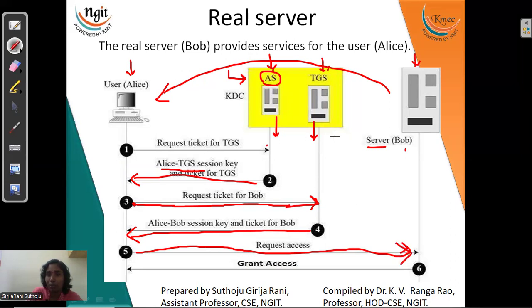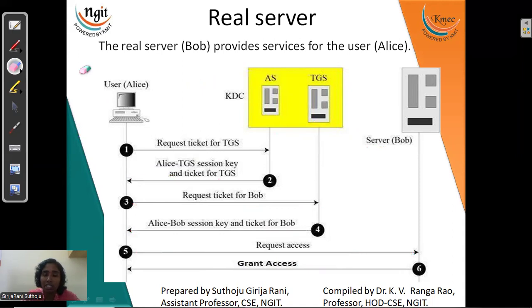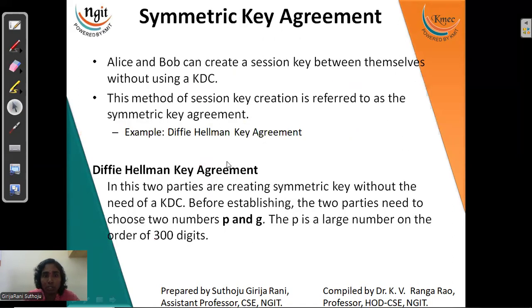Now, server will be accepting the request of user Alice and they will start their communication in a proper way. So this whole process is called as a granting access, right? So the Kerberos protocol, the successful final step is called as a granting access, right? So this is all about the Kerberos protocol. Next is about symmetric key agreement.